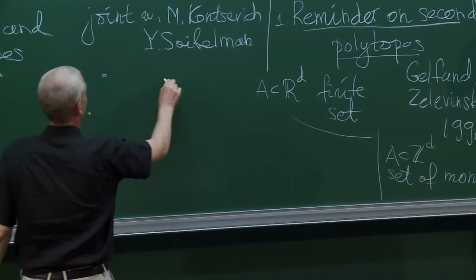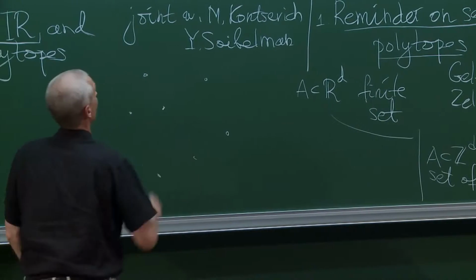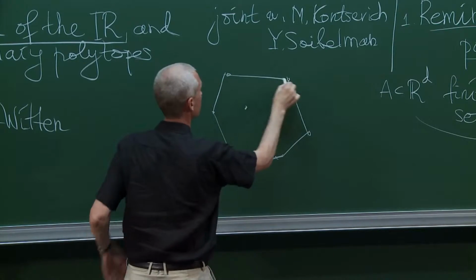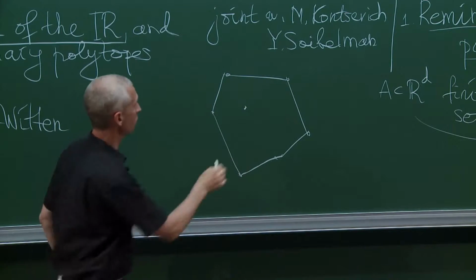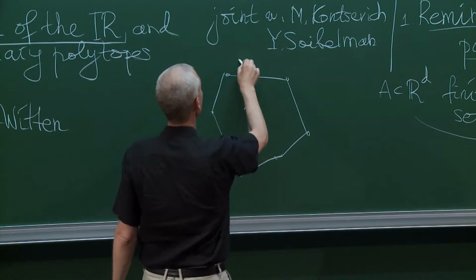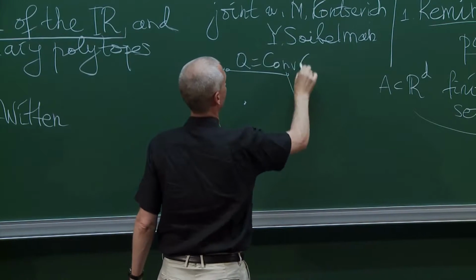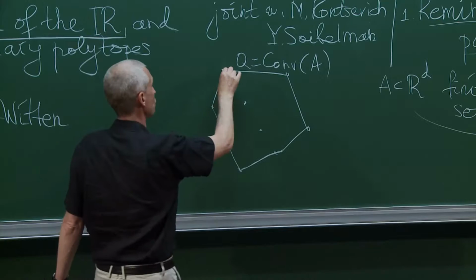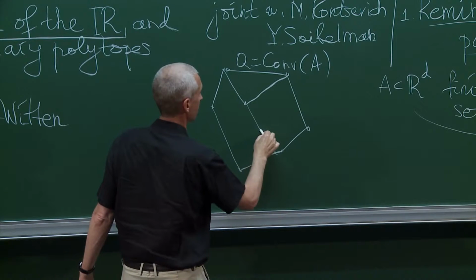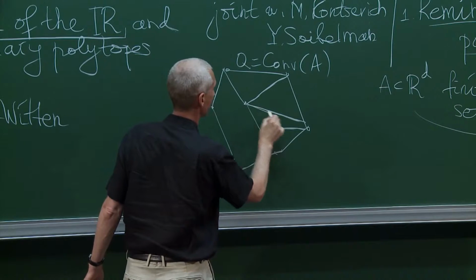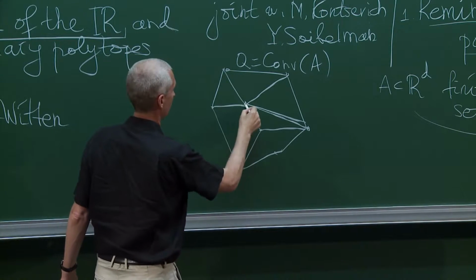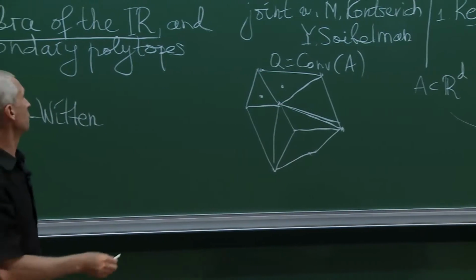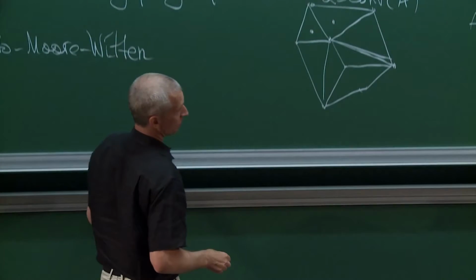So we imagine something like this, a bunch of points. We take their convex hull. Some of the points are inside the convex hull, some points are vertices of the convex hull. Let's call it Q, the convex hull of A, some convex polytope. We're looking at triangulations of this polytope into simplices with vertices in A, something like this. Maybe there are some other points of A which are not used in the triangulations.